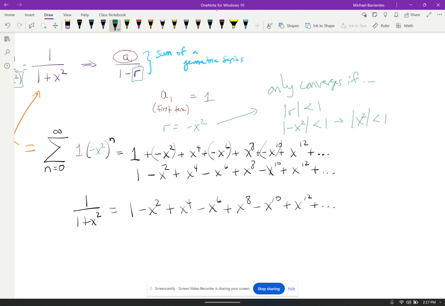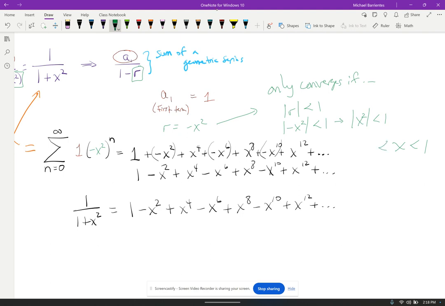Can I plug in 3? Well, no. 3 squared is going to be 9. Absolute value of 9 is not less than 1. Can I plug in 1? Well, no, because 1 squared is 1. Absolute value of 1 is 1, and 1 is not less than 1. But anything less than 1 could work. Do I stop at 0? 0 squared is 0. Absolute value of 0 is 0, and 0 is less than 1. But what if I put like negative 1/2? Negative 1/2 squared is positive 1/4. Absolute value is positive 1/4, and that's less than 1.